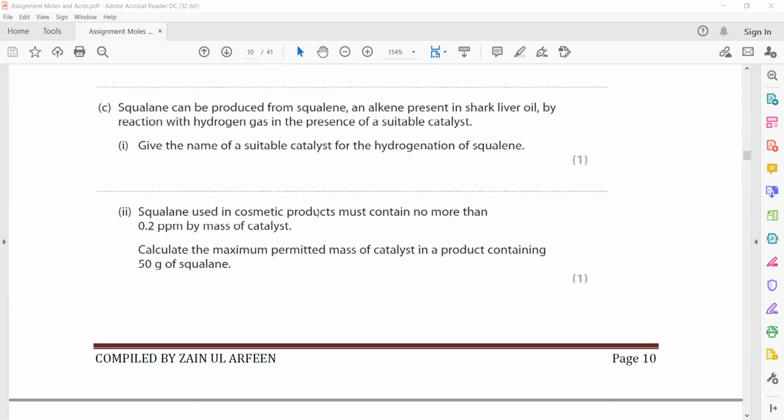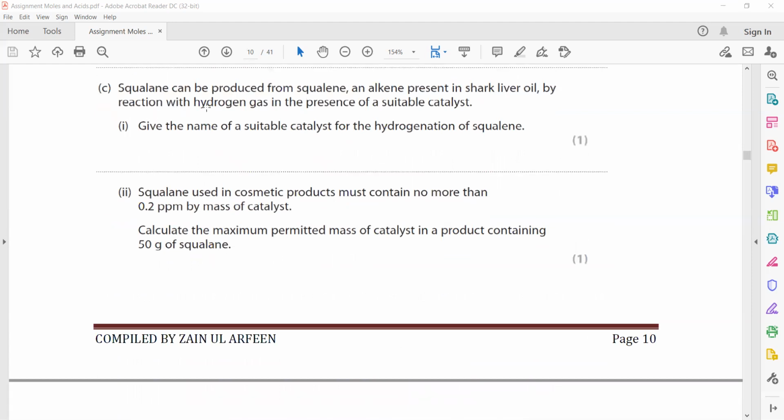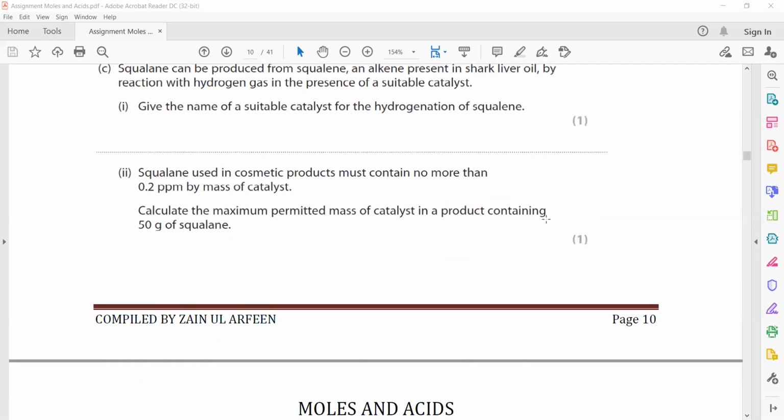Then squalane can be produced from squalene, an alkene present in shark liver oil, by reaction with hydrogen in the presence of a suitable catalyst. Give a name of a suitable catalyst for hydrogenation. So normally if we do hydrogenation or add hydrogen, we use nickel as a catalyst.